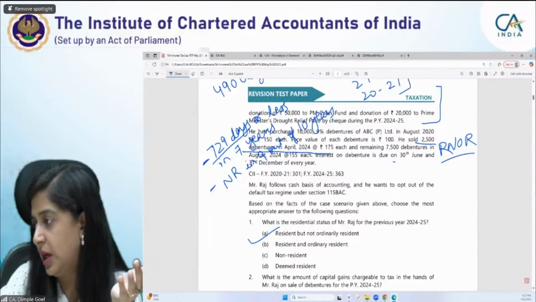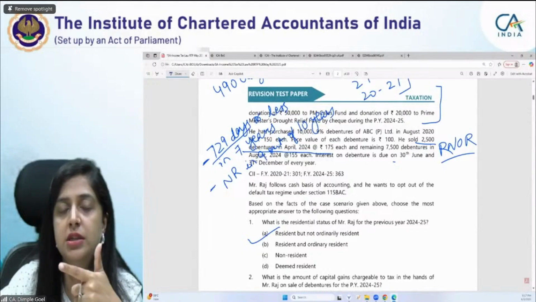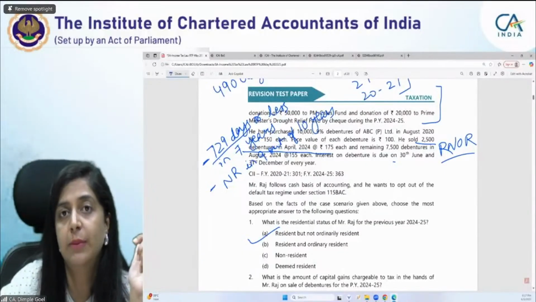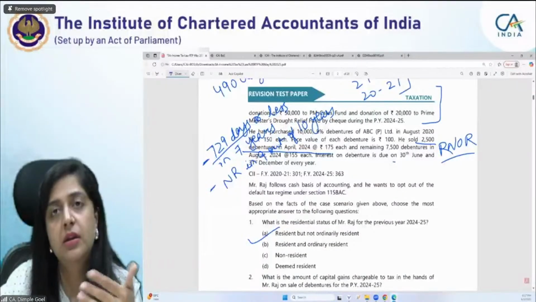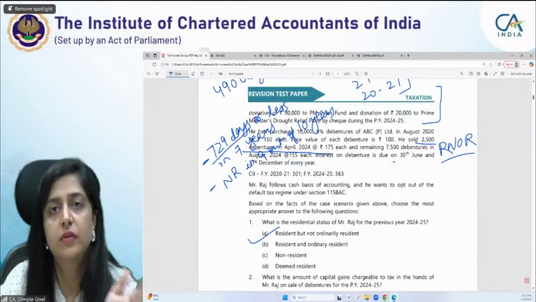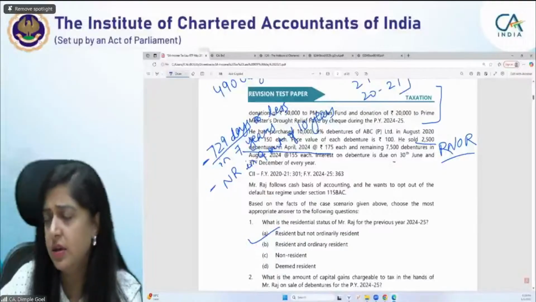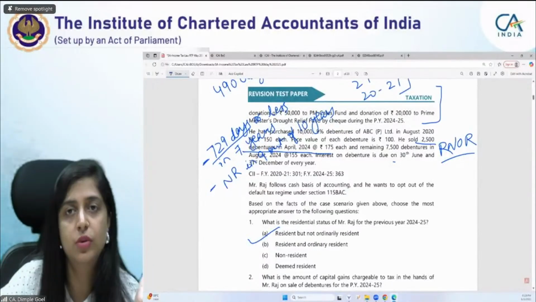Chauhan, you can remember 730 days or more or 2 out of 10, but these conditions are for ROR. And both conditions should be cumulatively satisfied for any individual to become a ROR. But in case of RNOR, if any one of the conditions is satisfied, he will become an RNOR. Either way you can remember, but remember both things: when to satisfy both, when to satisfy any one.